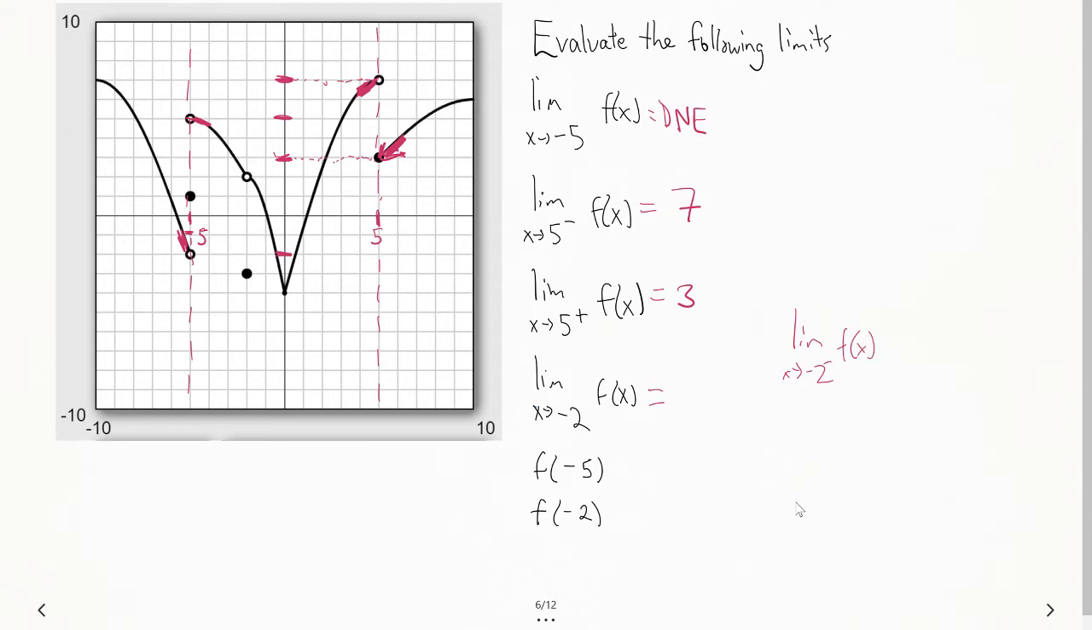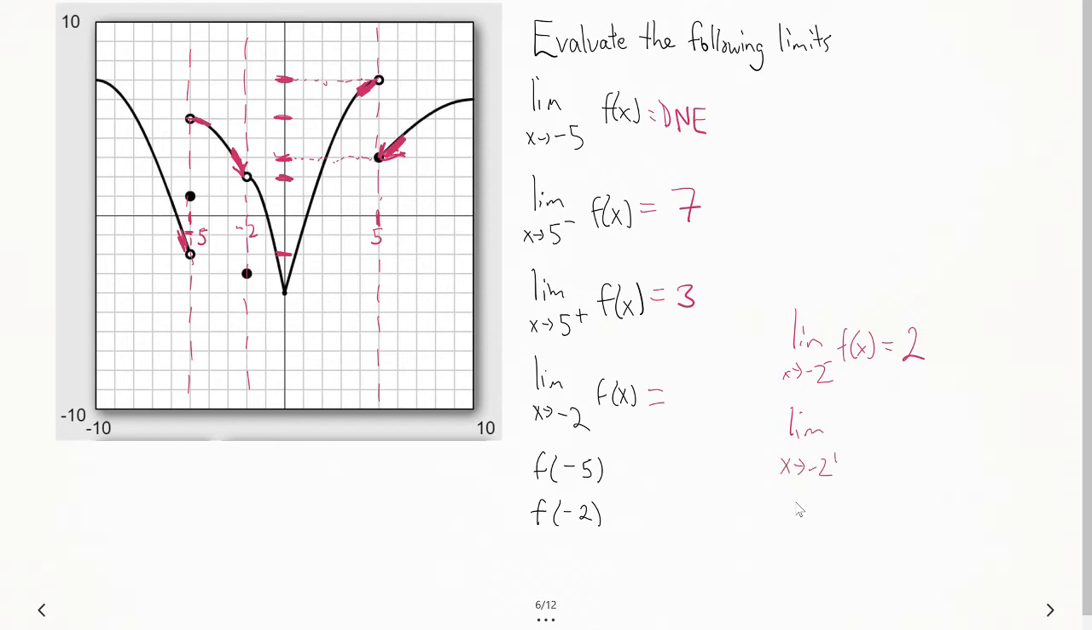So -2 from the left of f of x. So notice here's -2. From the left-hand side, notice we're coming to that value. Well, the y value that we're approaching, notice it's an open hole, but that's okay. Doesn't matter. It's still just +2. We're talking about where we're approaching, not the function value itself.